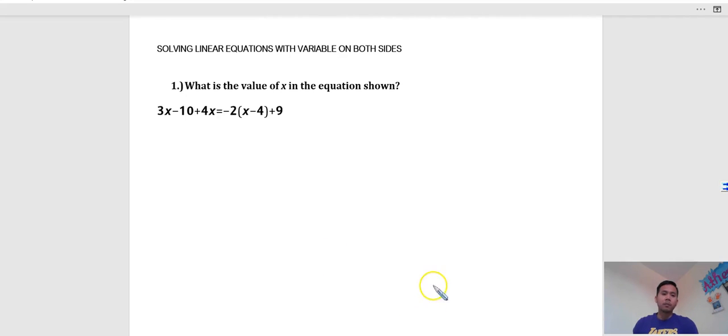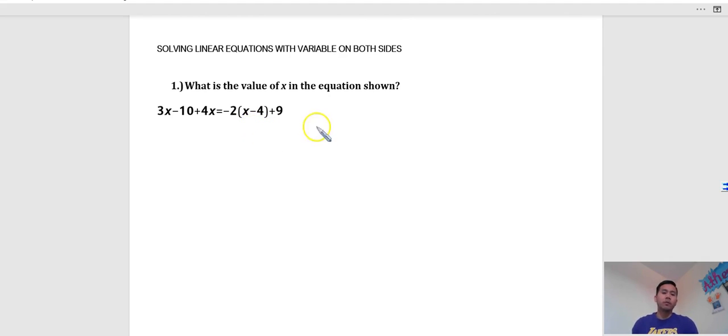So I'm going to show you 4 examples, 2 of which are word problems. So let's start. First example. What is the value of x in the equation shown? 3x minus 10 plus 4x is equal to negative 2, the quantity x minus 4, plus 9.